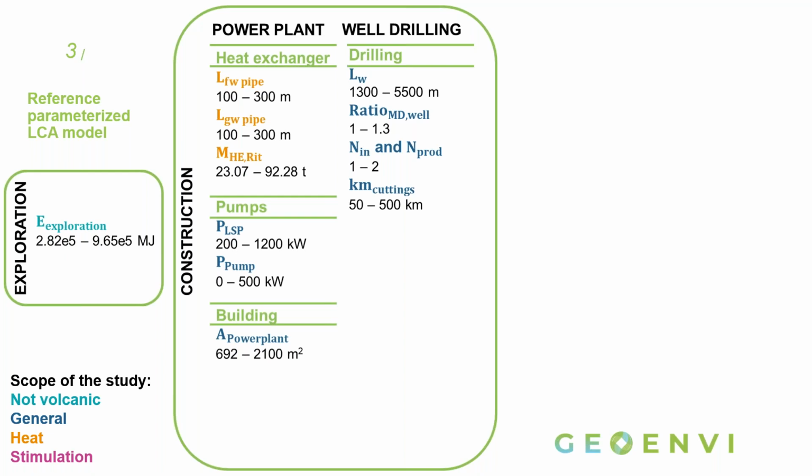Then I also took into account that some installations might have 1 to 2 wells in terms of injection and production. And finally, it's also important to consider that the cuttings that are produced during the well drilling might need to be transported to the treatment site, which is why I use this parameter. Here I should also mention that I modeled the same well for the injection and the production. So the well length specified here is for one single well.